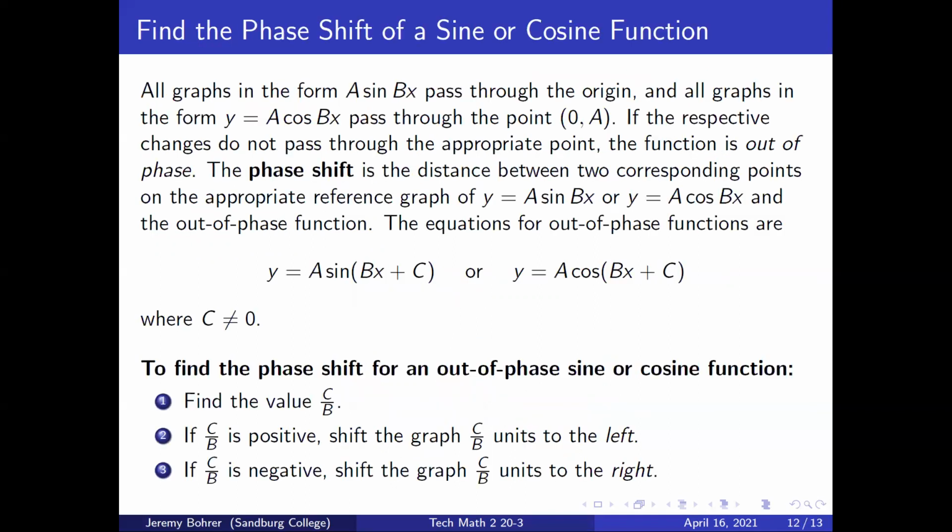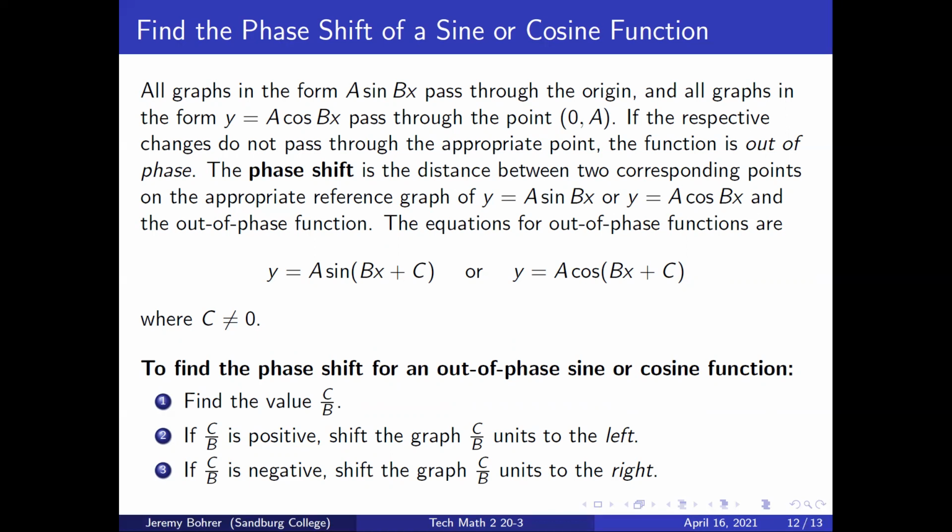All graphs in the form a sine bx pass through the origin, and all graphs in the form a cosine bx pass through the point 0, a. If the respective graphs do not pass through the appropriate point, the function is out of phase. The phase shift is the distance between two corresponding points on the appropriate reference graph of y equals a sine bx or y equals a cosine bx and the out of phase function.